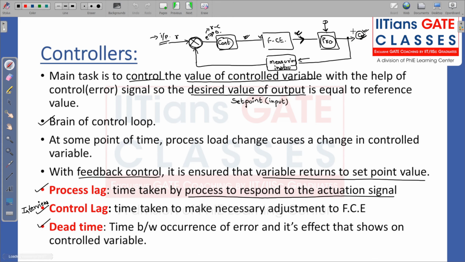So here you might think that I told so many things from here to here. So it is the same thing, because some disturbance is going to affect the system, which is going to be detected by this measuring instrument, and this comparison is going to take place. So from here to here, whatever time we take, that is known as your control lag.